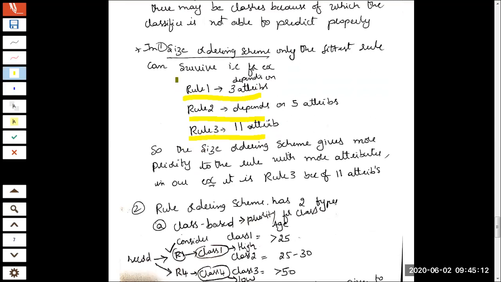Please note, we are assigning priority here, but the amount of computation is comparatively less, because we are just counting the number of attributes. We are not determining the significance of these attributes. That may be a drawback. For example, try to understand this. Rule 3 may have 11 attributes, but rule 1, which has only 3 attributes, may have very highly significant attributes, very important attributes. But still, as you saw in this mechanism, rule 1 was discarded.